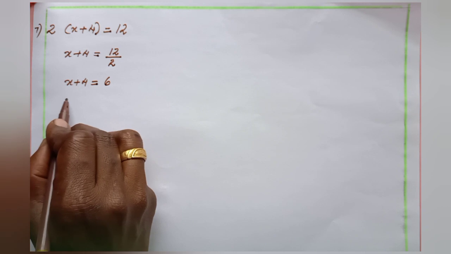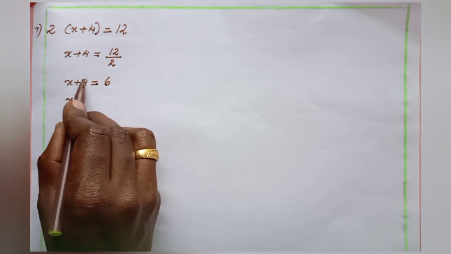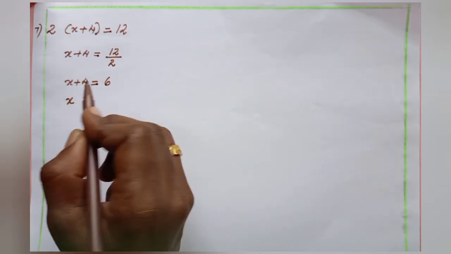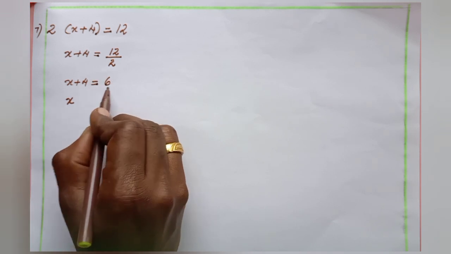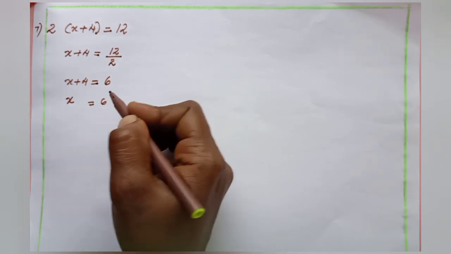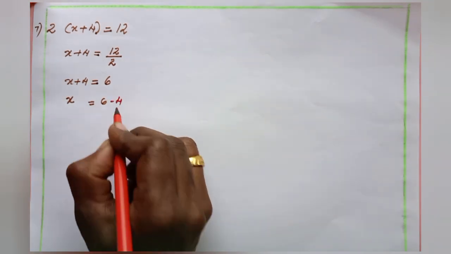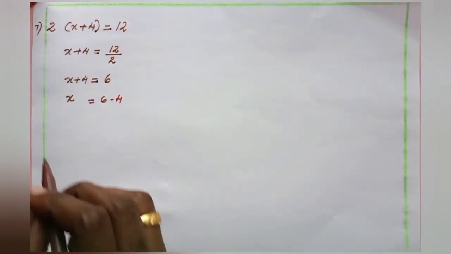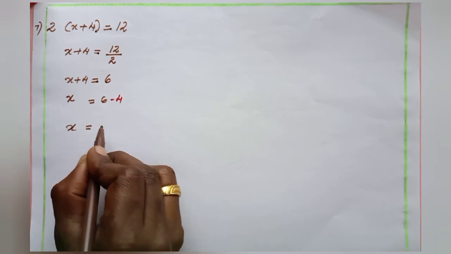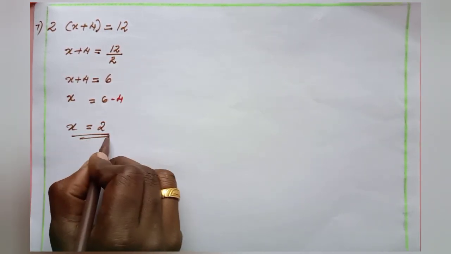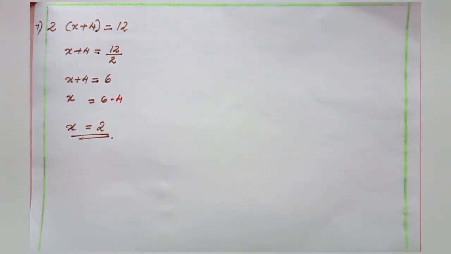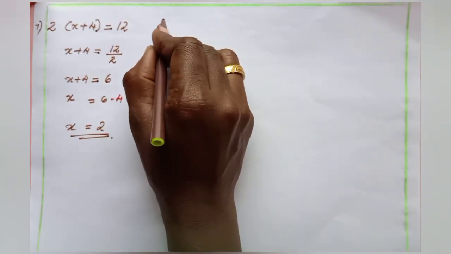Then take that positive 4 to the right side, transpose the 4 to the right side and change the sign, positive 4 changes into negative 4. So the answer is x equal to 2. Okay. Then listen to question number 8.